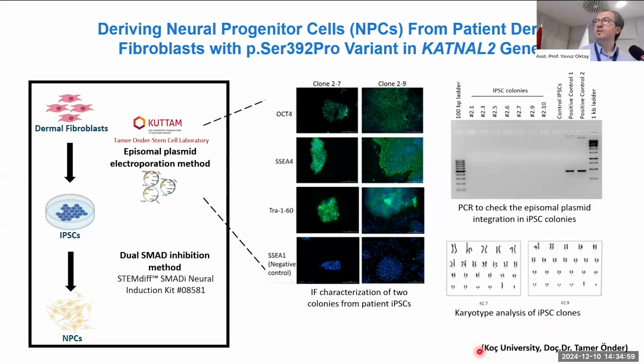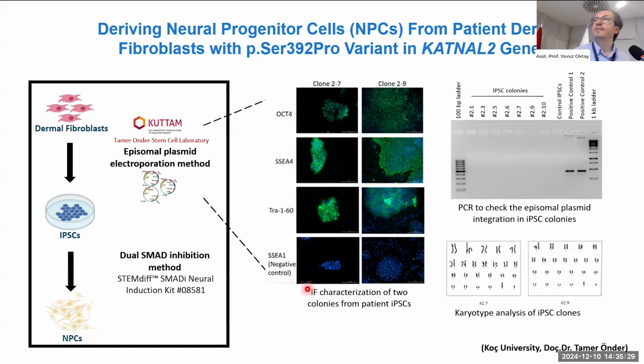One of the most important steps in iPS generation is obviously quality control, as you mentioned, and routinely markers that are used for pluripotency, like OCT4, SSEA4, TRA160, and SSEA1 as negative control. These are used to assess whether these cells are truly pluripotent. So here it was done by immunofluorescence.